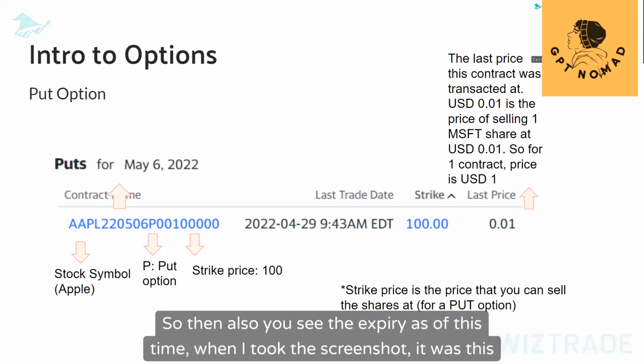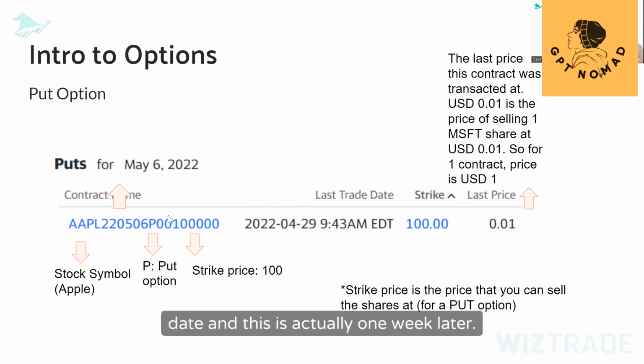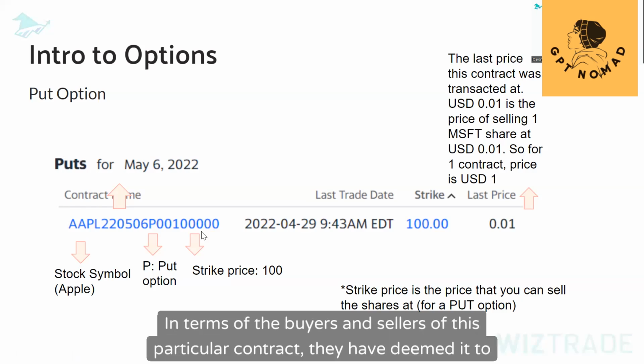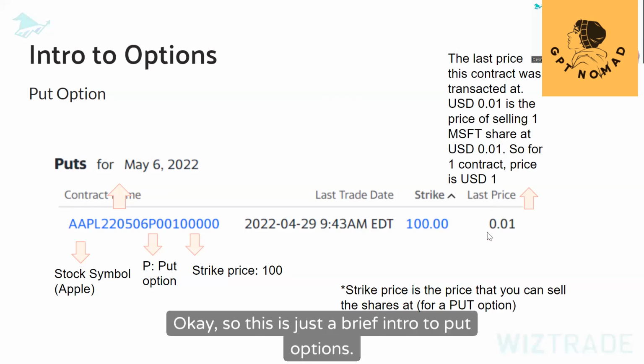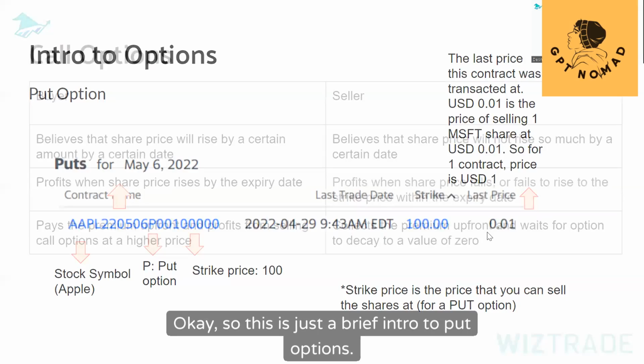Alright, so then also we see the expiry. I took this screenshot at this time, and this is actually one week later. So this contract is for one week later. In terms of the life of this particular contract, sellers think it is unlikely that shares will reach $100. So the transaction price will be 0.01. Okay, so this is just a brief feature of options.